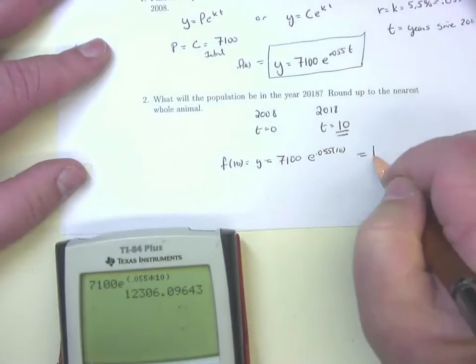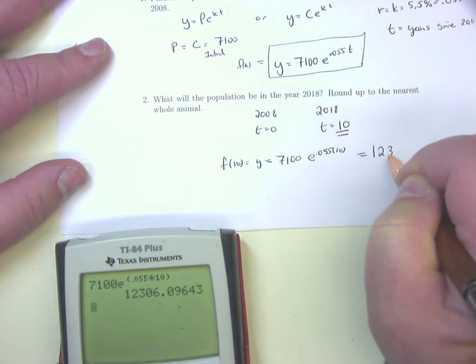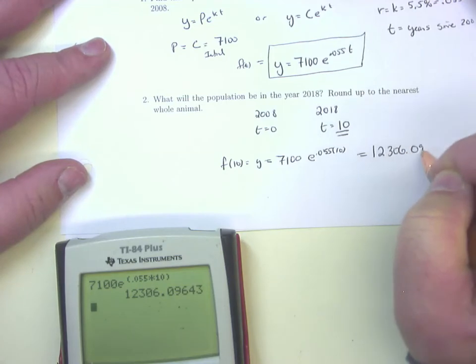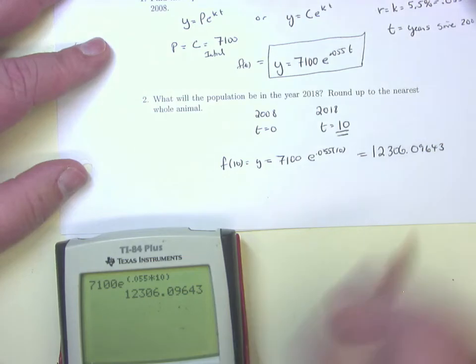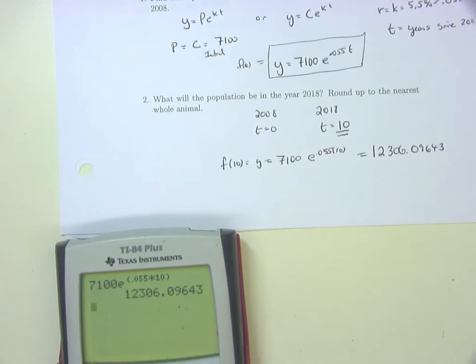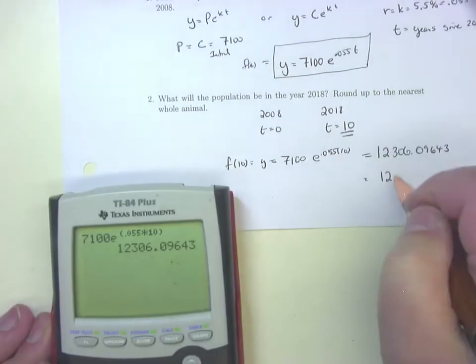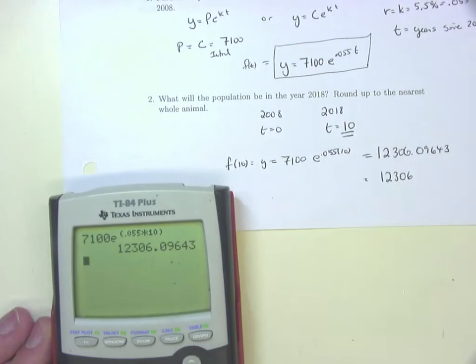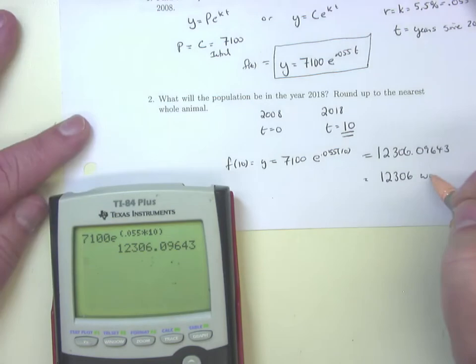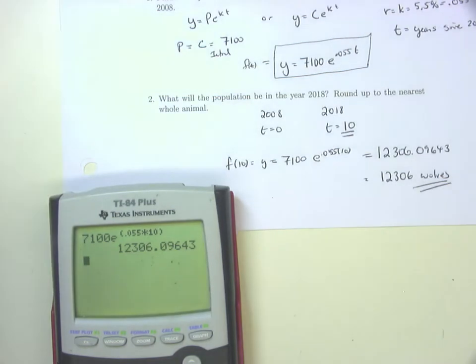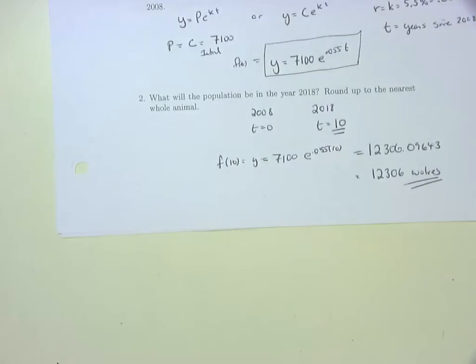And how much do I have? I've got 12,306.09643. Does that make sense? So you're supposed to round it to the nearest what? Whole number, and that would be 12,306. Okay, 12,306 wolves. Does that make sense?